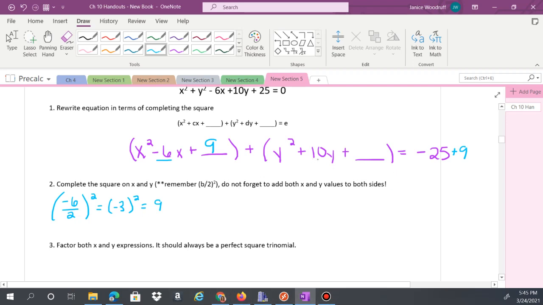Then I'm going to do the same thing for the y value. So I'm going to do positive 10 over 2 squared. So that's 5 squared, which is going to give me 25. So this is going to be y squared plus 10y plus 25. And I'm also going to add a 25 on the right side.